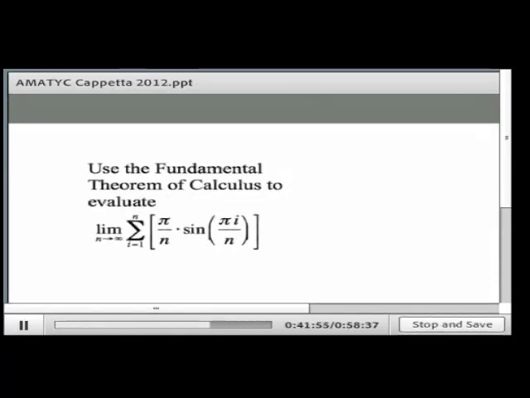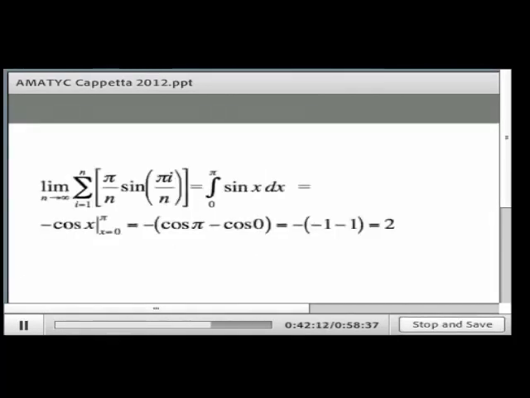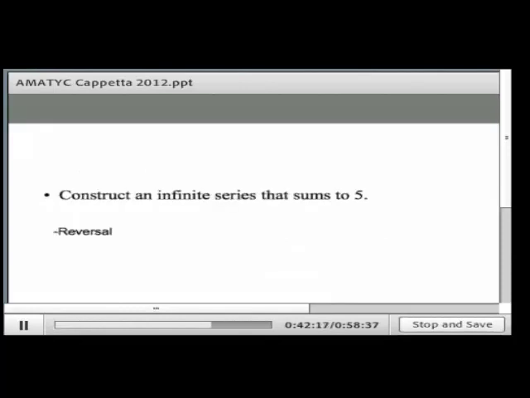This is like the other question that I had given you. Use the fundamental theorem of calculus to evaluate this. Reversing the idea, I am giving you a limit of a Riemann sum. That's what's given. You're given the limit of a Riemann sum. Can you rewrite that thing as an integral so that you can evaluate it using the fundamental theorem of calculus? That you're welcome to look at.